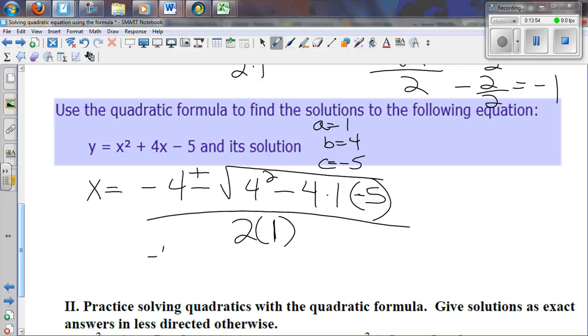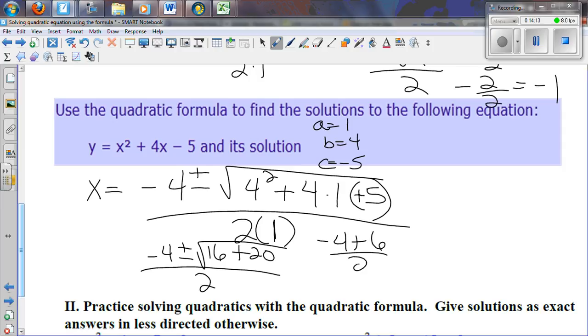So this is negative 4 plus or minus the square root of 16 plus 20, because again these turn to positive, all over 2. So 16 plus 20 is 36, and the square root of 36 is 6. So negative 4 plus 6 all over 2, and negative 4 minus 6 all over 2. Negative 4 plus 6 is 2, so 2 over 2 is 1. Negative 4 minus 6 is negative 10, over 2 is negative 5. And so x equals 1 and negative 5.